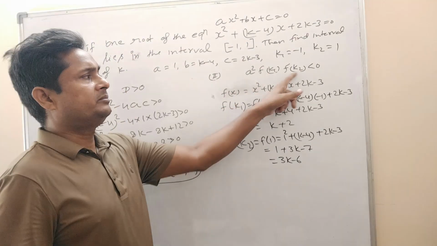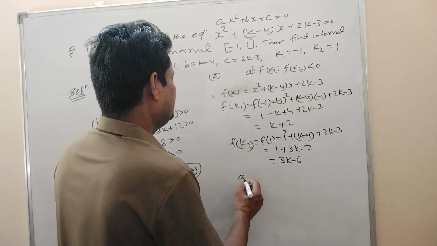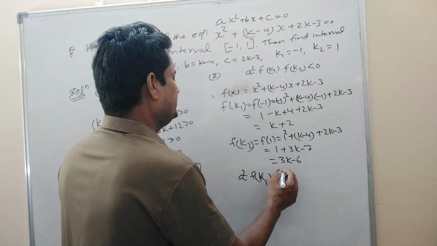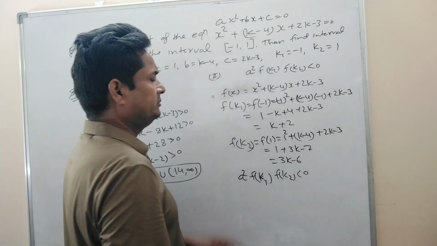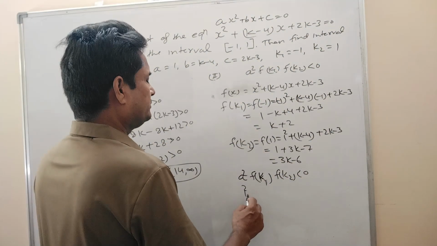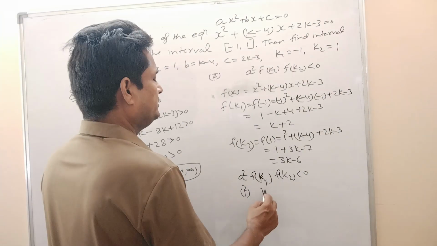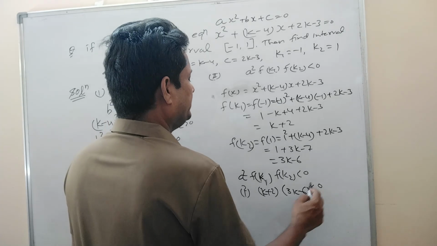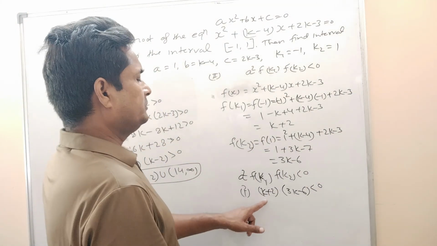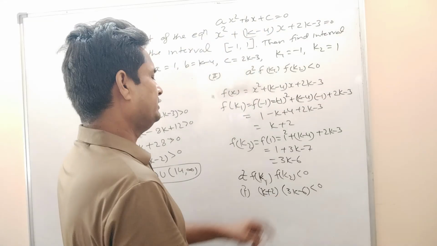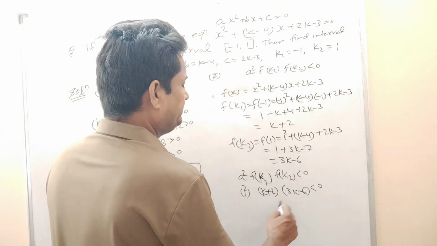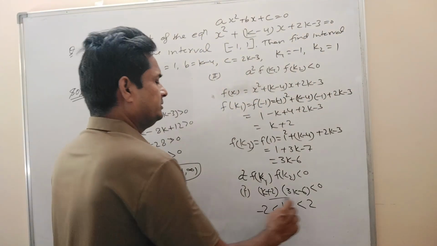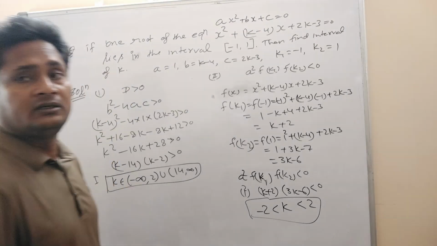Now we have to apply this condition. That means a square f(k1) into f(k2) will be less than 0. Now put the values. So this is 1 square into f(k1), which is k plus 2, and f(k2), which is 3k minus 6. This will be less than 0. So the answer from here will be minus 2 to 2. So this is the answer from case second.